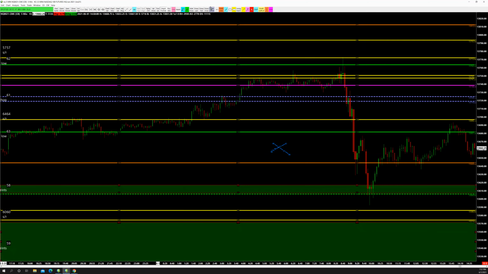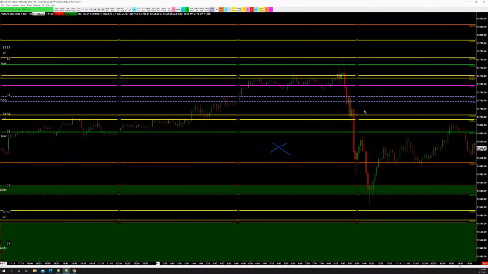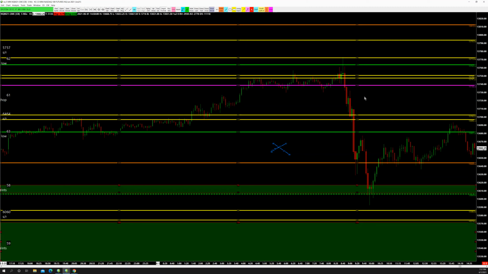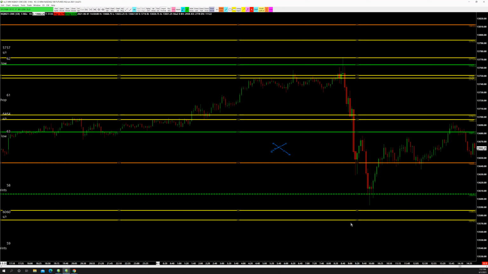All right, let's get rid of that and just put this back. Get rid of this, get rid of this, get rid of this, right? And then these, I'd get rid of this, and I'd get rid of this. That leaves me with the zones that I find most interesting to trade, right?